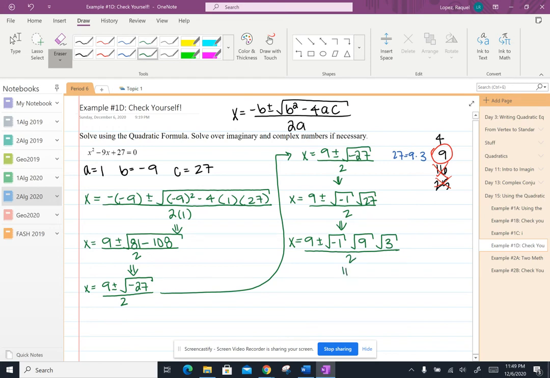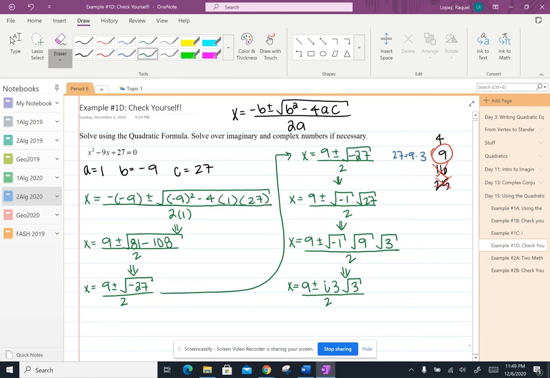Okay, let's go ahead and do some substitutions here. So I have x equals 9 plus or minus, instead of writing the square root of -1, I can replace that with the letter i because that's what that value stands for. The square root of 9 is going to be 3, and the square root of 3 cannot be simplified anymore, so it's going to stay underneath the radical, all over 2.